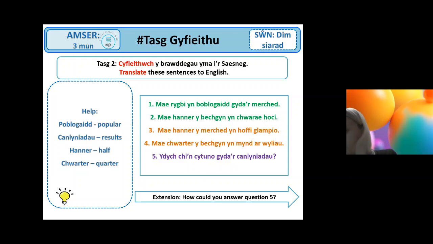Okay, if we say 1 munud now, 1 more minute. So ydych chi'n cytuno? Ydych chi'n cytuno? So ydych chi'n is exactly the same as oed ti'n. And we just had canlyniadau, which is up here, results. And if you do finish, have a think, how could you answer question 5? So what phrases could you use to answer question 5?